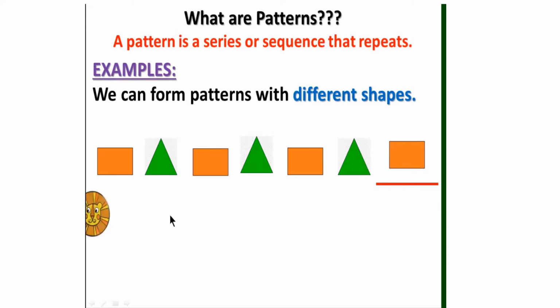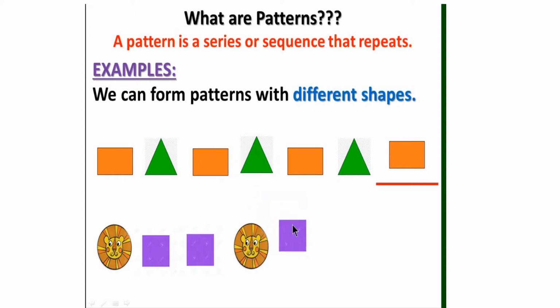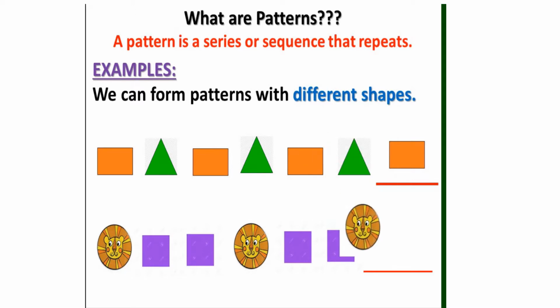Let me show you one more example. What is this? This is a line. No, this is a circle. What is the next one? Square. What is the next one? Square. Oops, again the line circle came. What is the next one? Square. Again square. So what will be the last? Last is again square. See, this is all about patterns. It is repeating over and over.